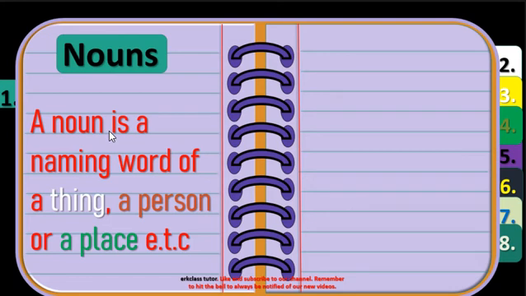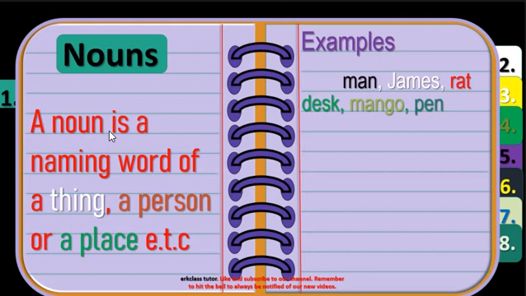For example, Nairobi, James, rat, man, mango, pen, desk, and lastly, town. We have very many nouns, but in this list, we have just listed a few.